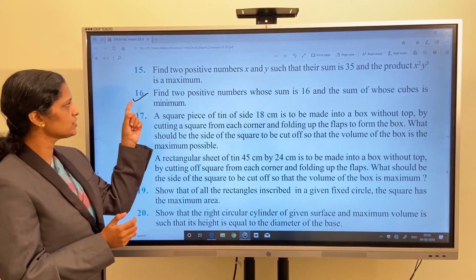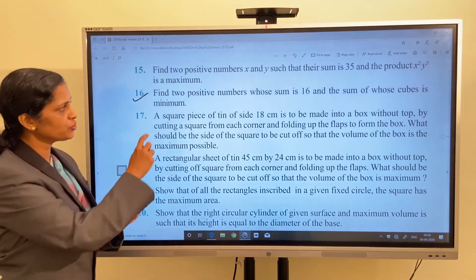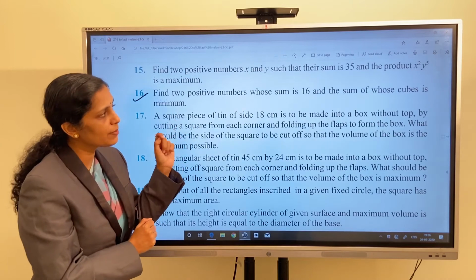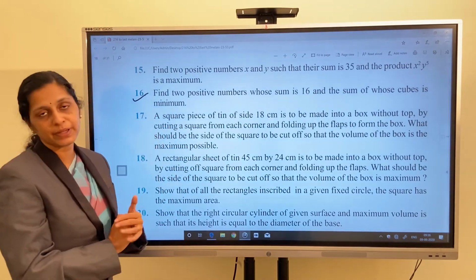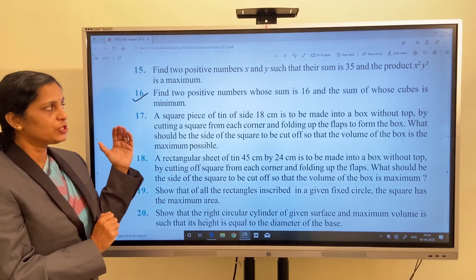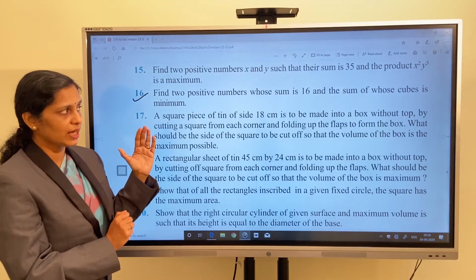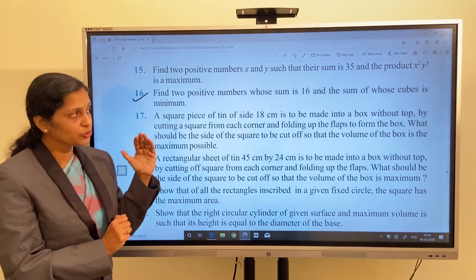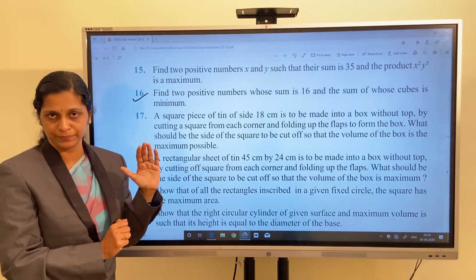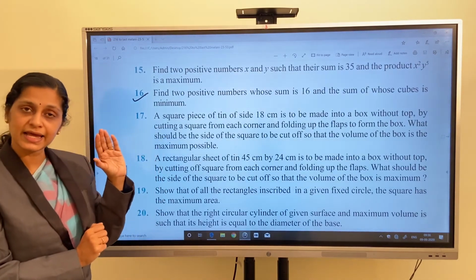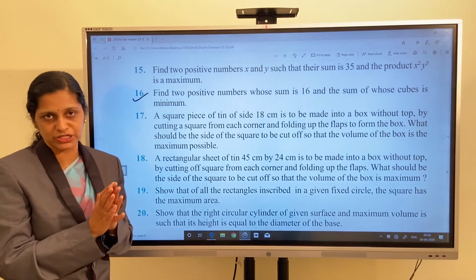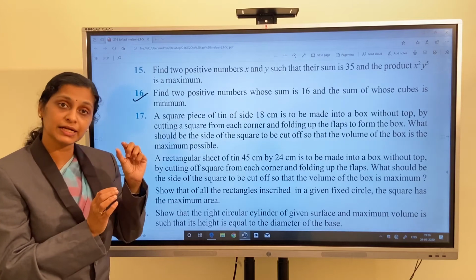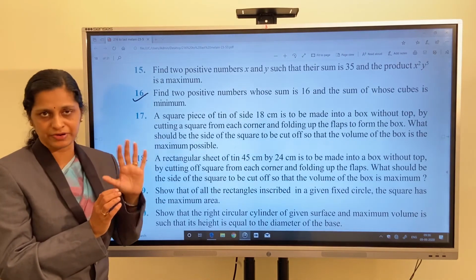Next question is question number 16. Find two positive numbers whose sum is 16 and the sum of whose cubes is minimum. We need to find two values so that the sum of their cubes is minimum. Therefore, the expression for the sum of the cubes is to be differentiated. We need to find the critical point of that function.